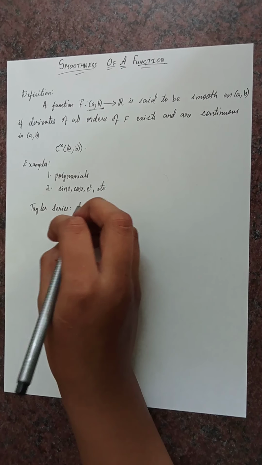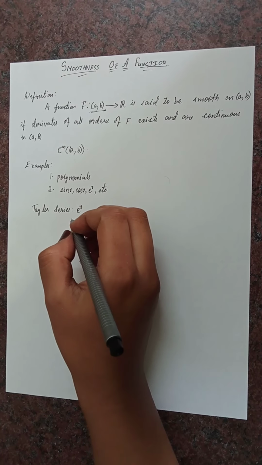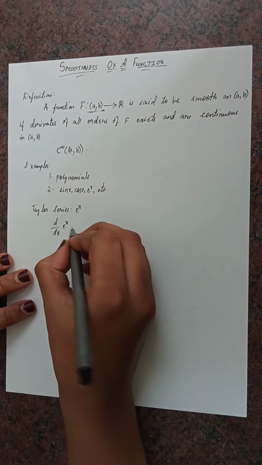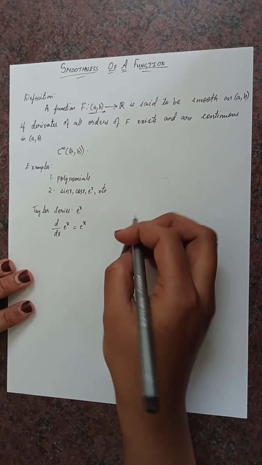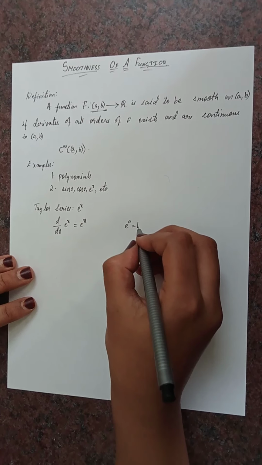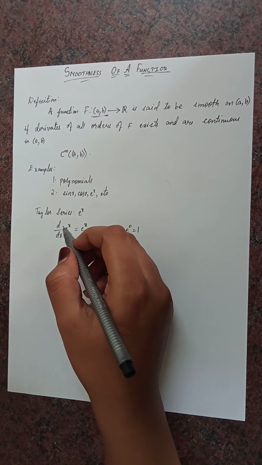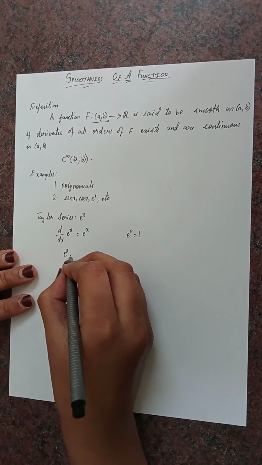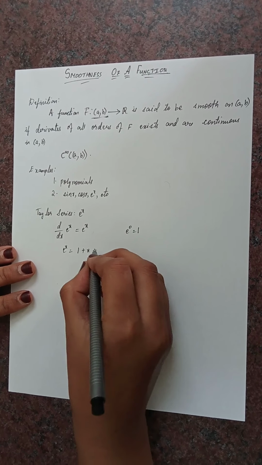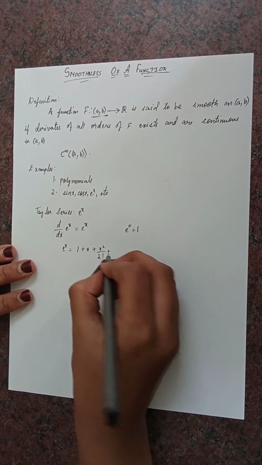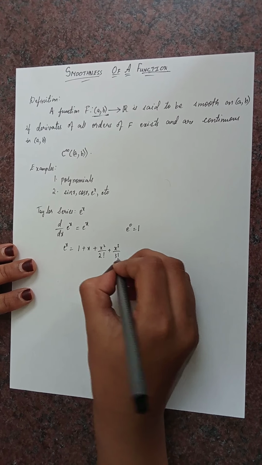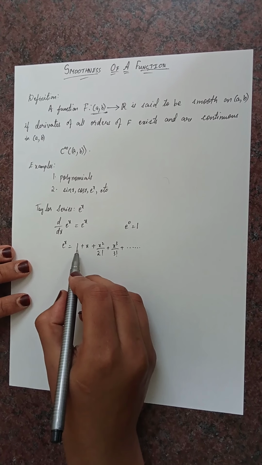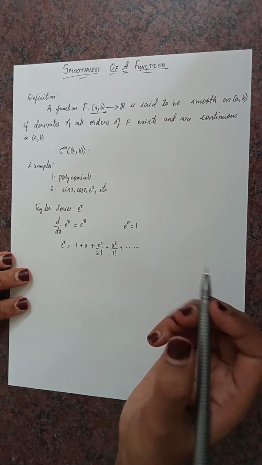So now I'll write the Taylor series of e power x. If I differentiate e power x with respect to x, it will be e power x itself, and e power 0 is 1. Now if I differentiate e power x n number of times, then I'll get e power x itself. So now the expansion of e power x is 1 plus x square by 2 factorial and x cube by 3 factorial and so on. This is e power 0 and e power x and so on.